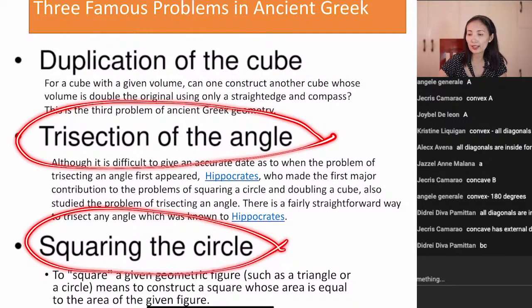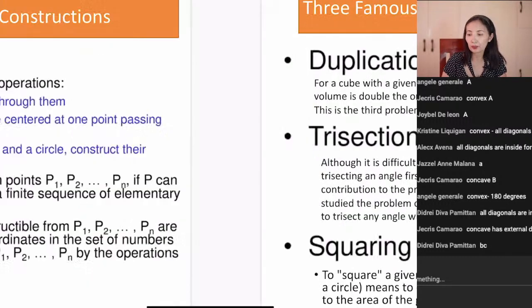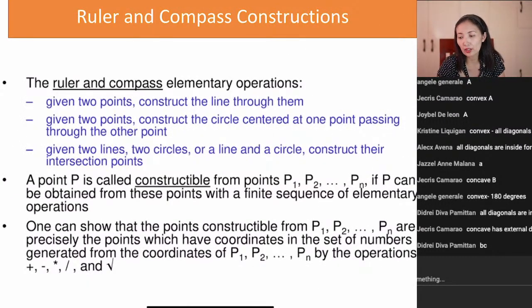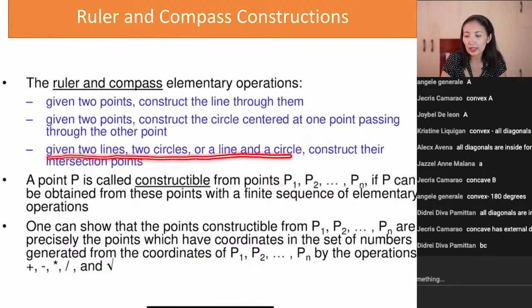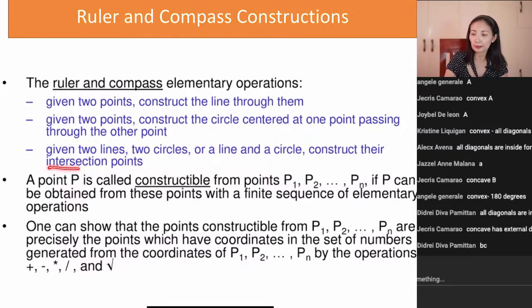But prior to that, let's go back to the previous slide. Okay, some elementary constructions or operations with the ruler and compass. Given 2 points, we can construct a line through them. Given 2 points, we can construct a circle centered at 1 point, passing through the other. Given 2 lines, 2 circles, or a line and a circle, construct their intersection points.